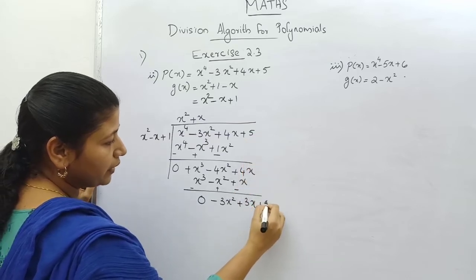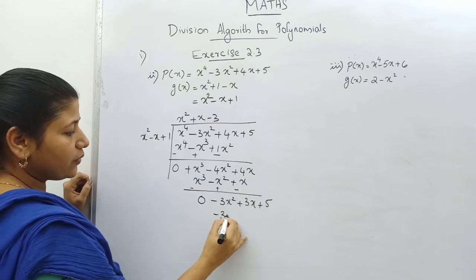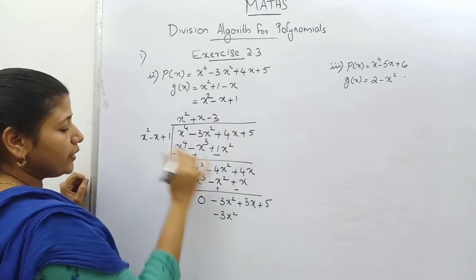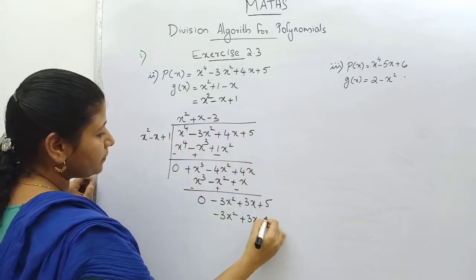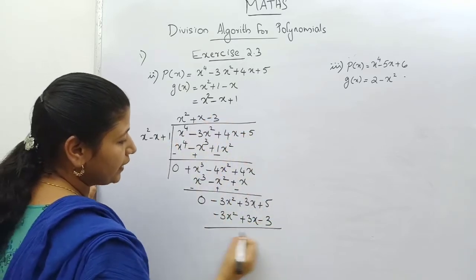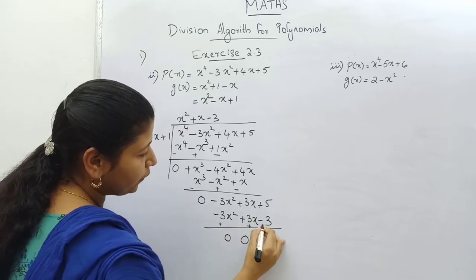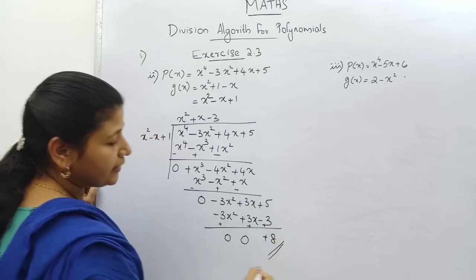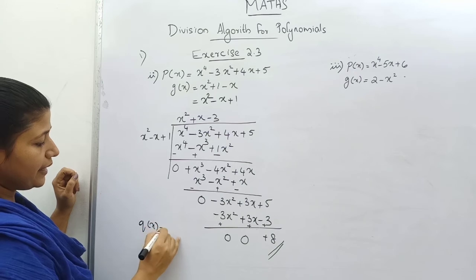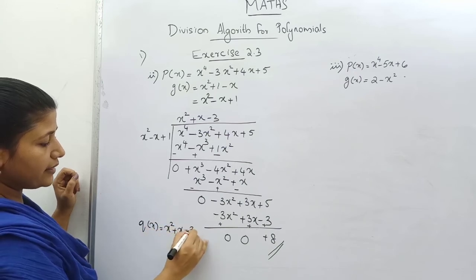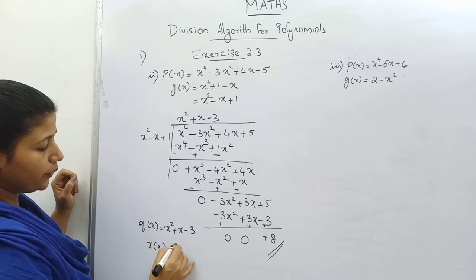And this 5 can be written here. Again with negative 3, then you will get negative 3x square. Negative 3 into negative x is plus 3x. Negative 3 into 1 is minus 3. So all these are the same terms, so it will be 0. And here you will get 8 as a remainder. The quotient, or q of x, can be written as x square plus x minus 3. And what about the remainder? Remainder r of x equal to 8.